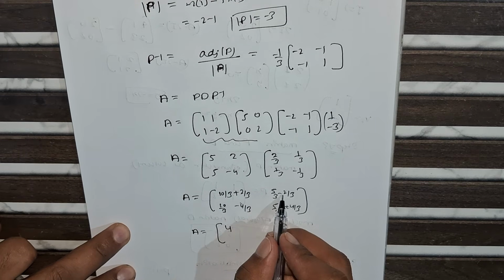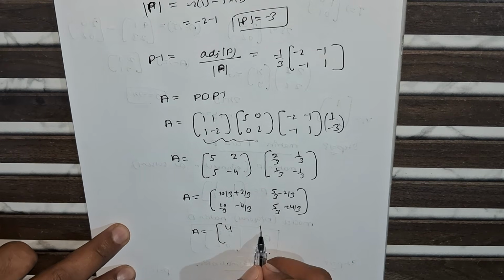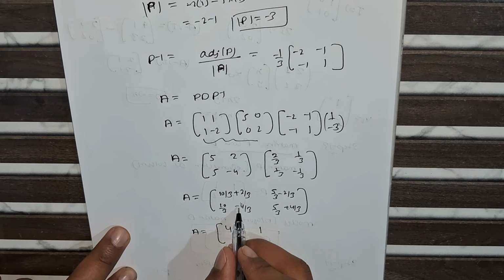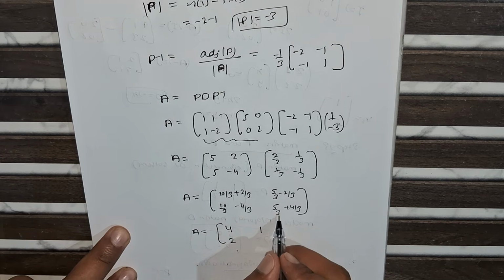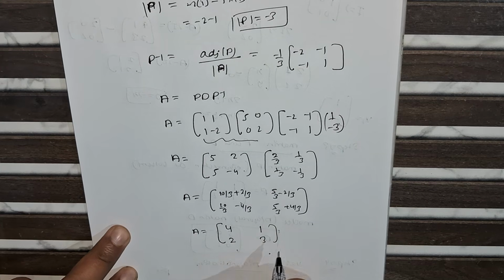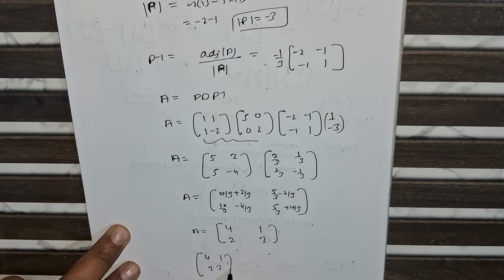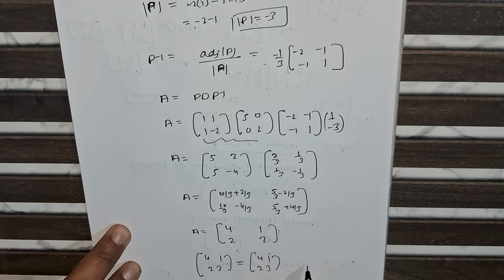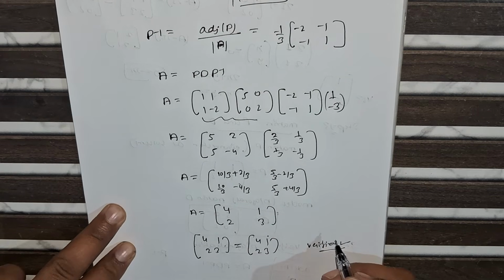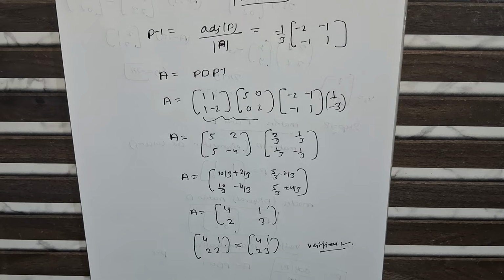5 minus 2, 3, divided by 3, it becomes 1. 10 minus 4, 6, divided by 3, equals 2. And 5 plus 4, 9, divided by 3, becomes 3. So we can clearly see that our A matrix is 4 1 2 3, and whatever we got, 4 1 2 3, these two are equal. So we can say that our diagonalization is verified.